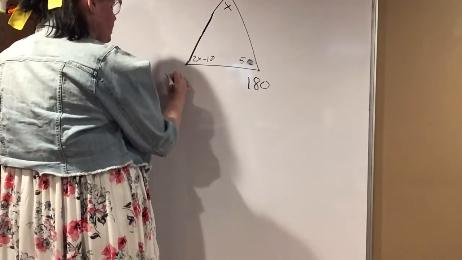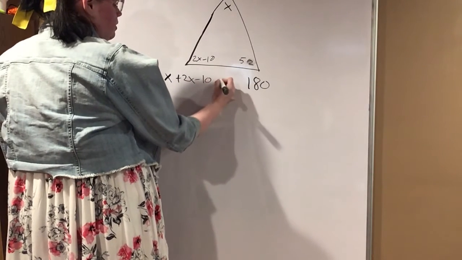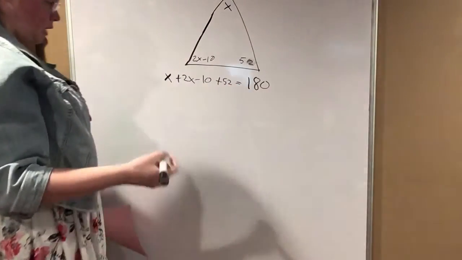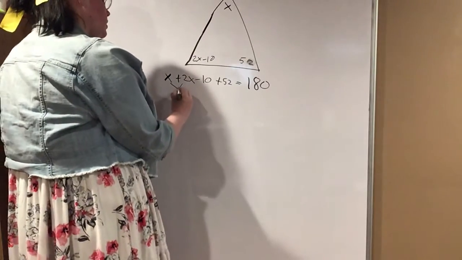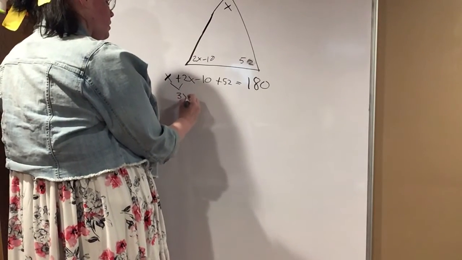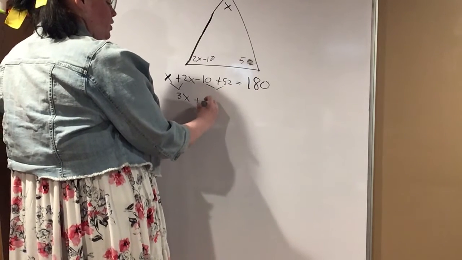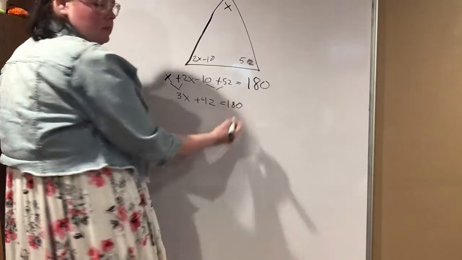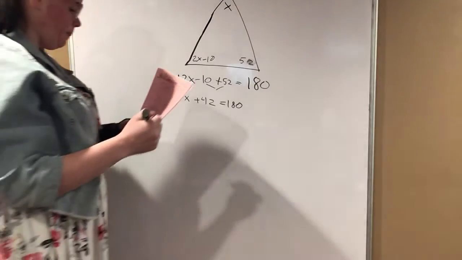So, you're going to do x plus 2x minus 10 plus 52. It's going to equal 180. Well, let's combine our like terms. I have an x and a 2x, which equals 3x, and then a negative 10 and a 52 equals 42, which equals 180, right? So now that we're there, now we're going to subtract our 42.